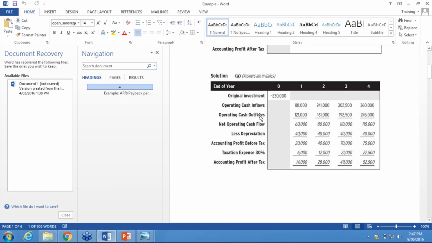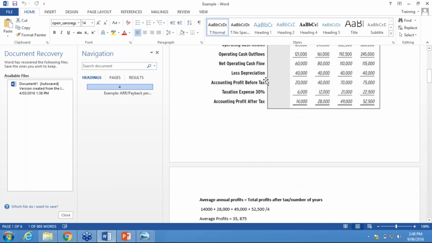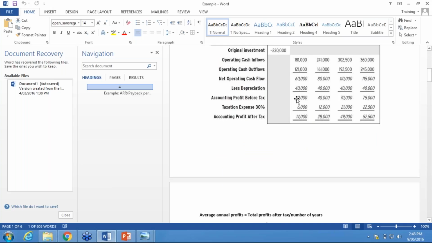Again, that's cash outflow. Cash means you haven't subtracted depreciation yet. If you look at the question, depreciation has been given to you, 40,000 per year. So less depreciation. Now, whatever figure comes here, that is 20, 40, 70 and 75. So now you have profits, but before tax. You haven't subtracted tax yet, because tax is the last thing that we have to subtract. And we know that the tax rate is 30%. So 30% of 20,000 is 6,000, 12,000, 21,000, 22,500. And once you subtract 30% from this amount, you will get your profits.